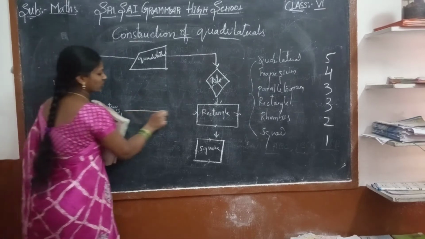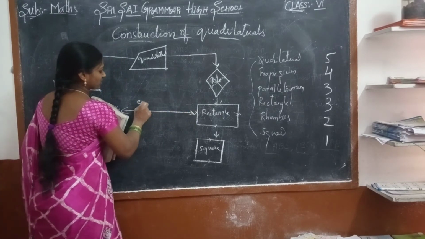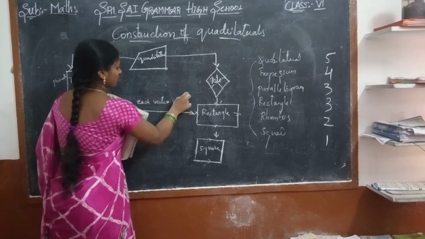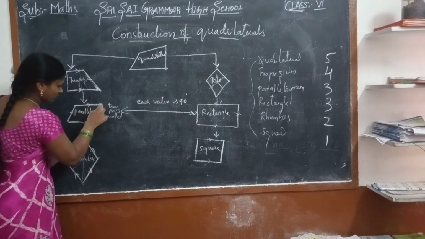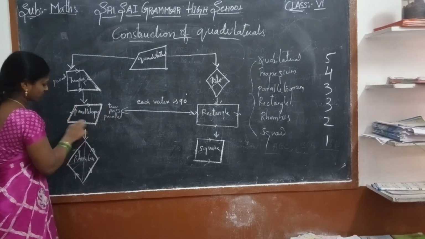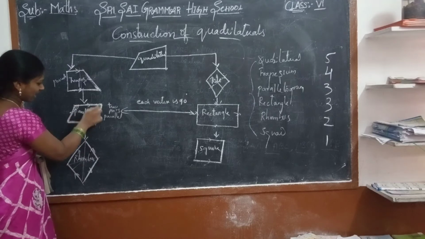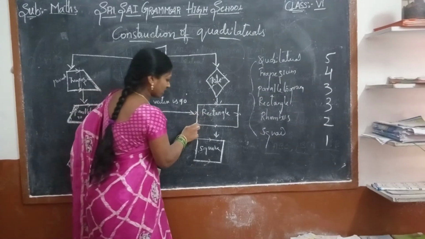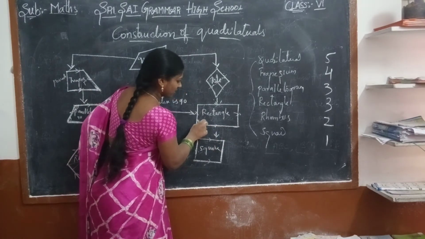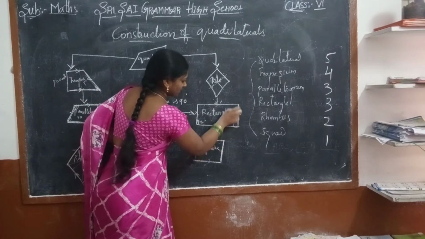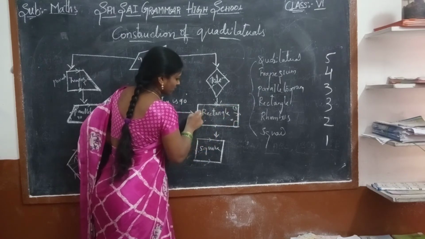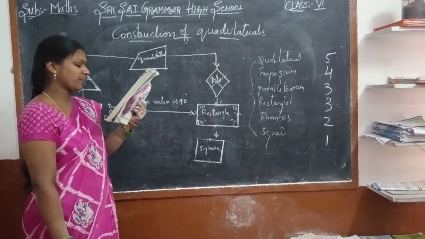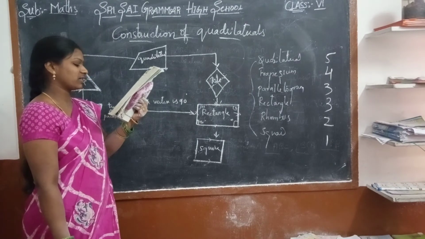In a rectangle, each vertex angle is equal to 90 degrees. See, it is in an L shape. Here it is an L shape. These angles are equal to 90 degrees. Here also in the rectangle, if you observe, each angle is 90 degrees. Yes, each vertex angle is 90 degrees.